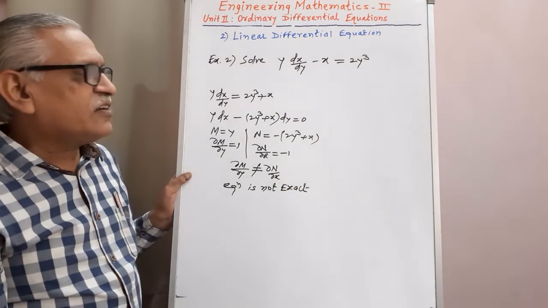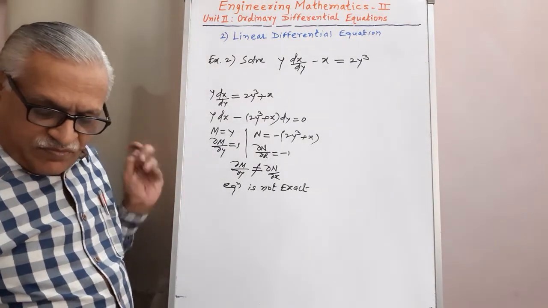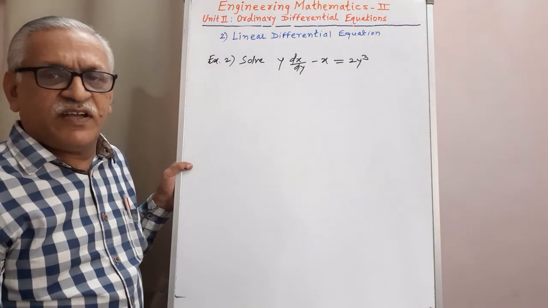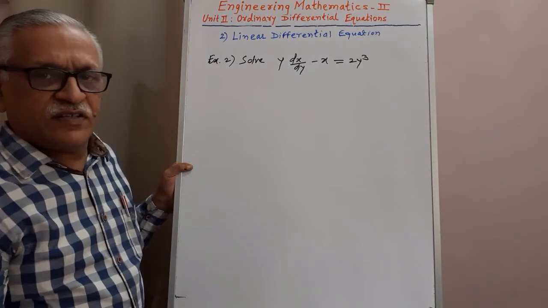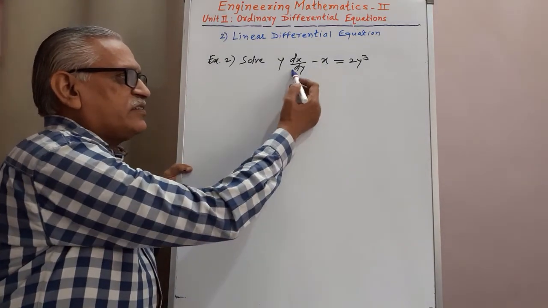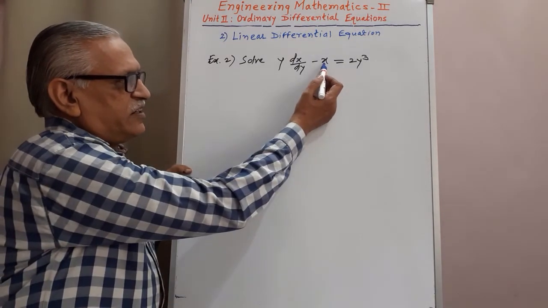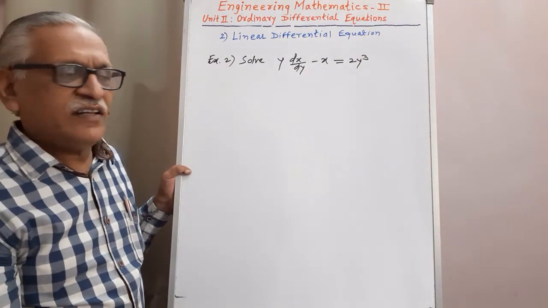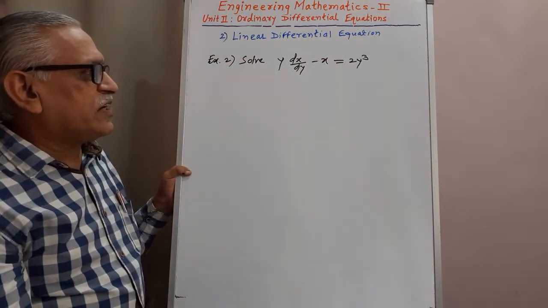As it is not exact, we have to think of our next type, that is a linear differential equation. In y into dx by dy, dx by dy is the differential coefficient, meaning x is the dependent variable and y is independent. Then we check whether the dependent variable and the differential coefficient are of degree 1. Yes, here the degree of x is 1, and the degree of dx by dy is also 1, so it is linear in x. We only have to make the coefficient of that term 1.